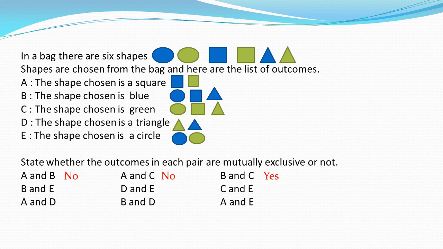For B and E, we have a common circle, which is the blue circle, so the answer is no. D and E, we don't have any common shape between them, so the answer is yes. C and E, we have a common green circle between them, so the answer is no. A and D, we don't have any common shape, so the answer is yes. B and D, we have a common blue triangle between them, so the answer is no. A and E, we don't have any common shape between them, so the answer is yes.